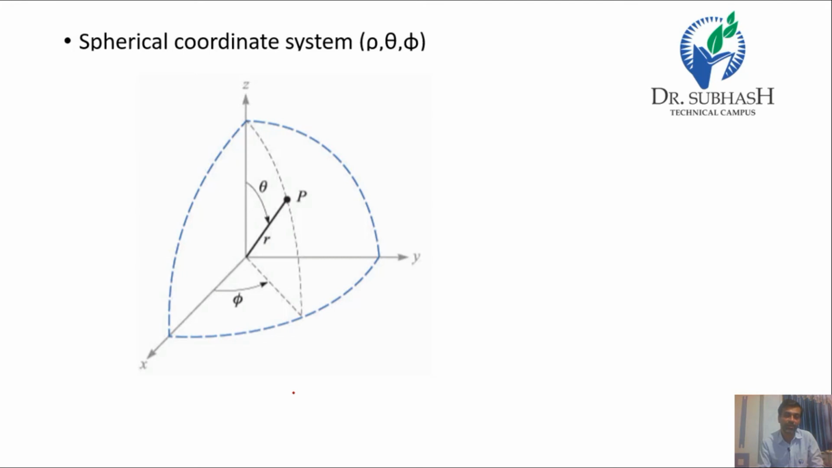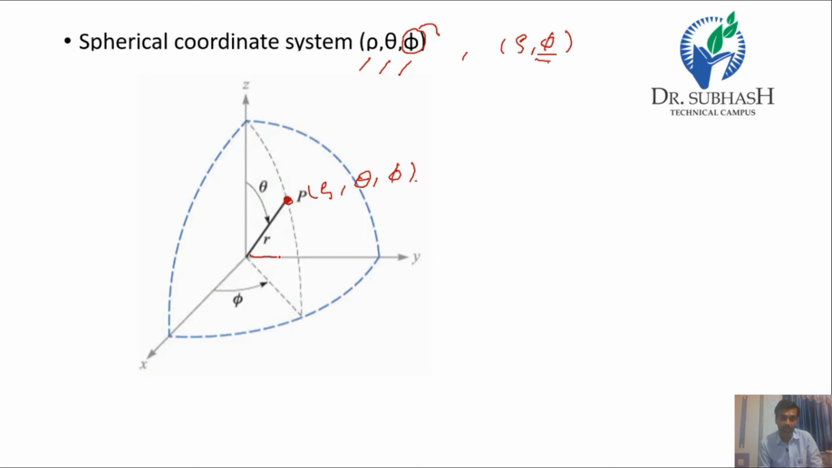Spherical coordinate system. In a spherical coordinate system, like the cylindrical coordinate system, the components are rho, theta and phi. Please note down the position of phi is after theta, whereas in the cylindrical it is after rho. Now suppose we have one point P in a spherical coordinate system which is rho, theta and phi.